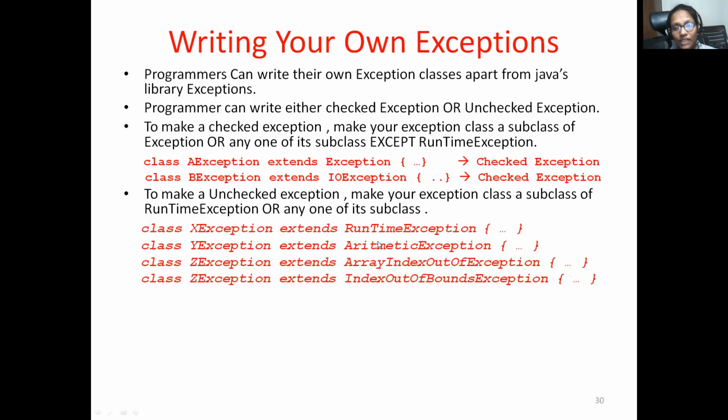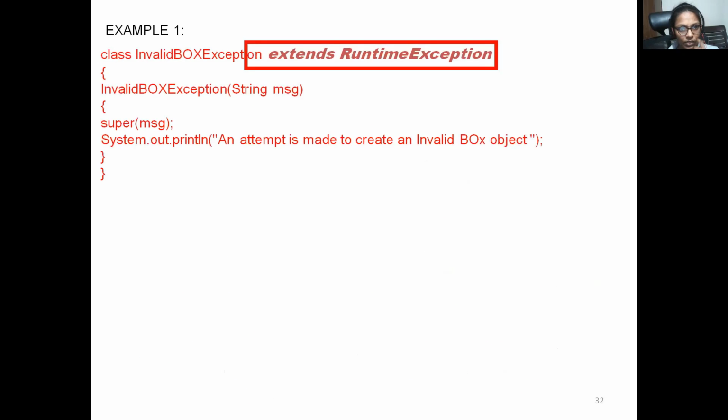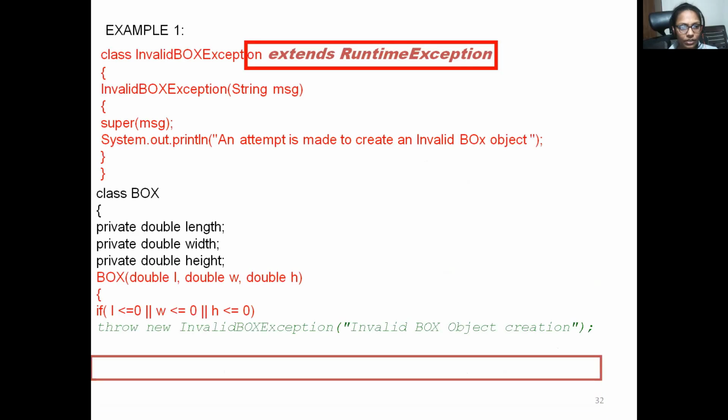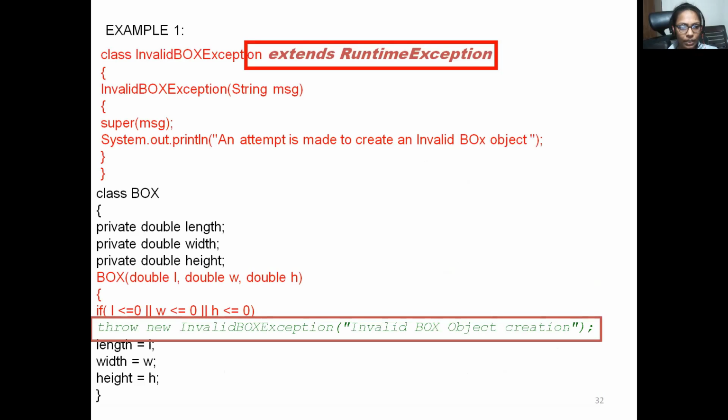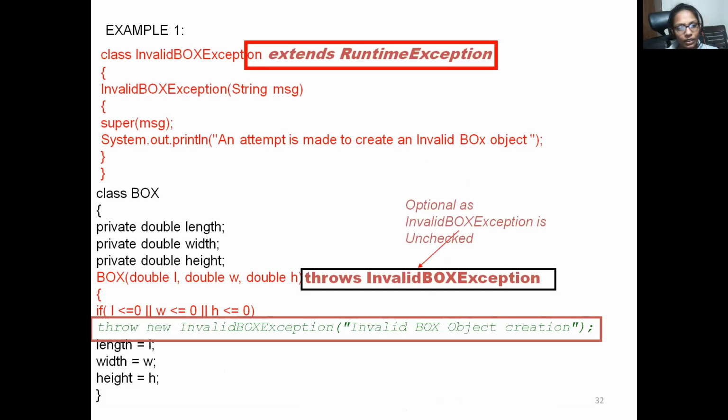If you extend any of these class properties, your classes will become unchecked exceptions. Now we'll see one program. So, the same example we have discussed previously. We are creating a box here, with three values, that is length, width and height.